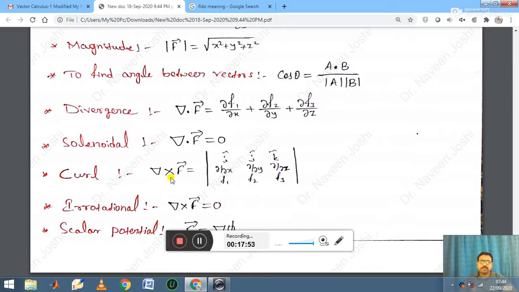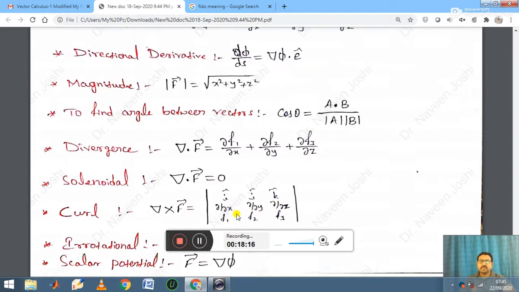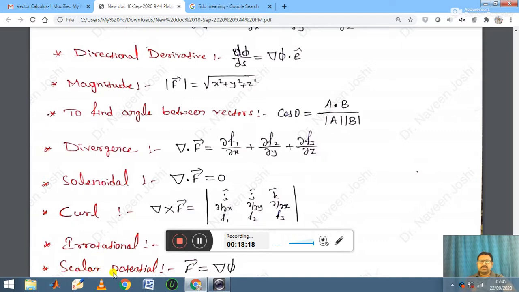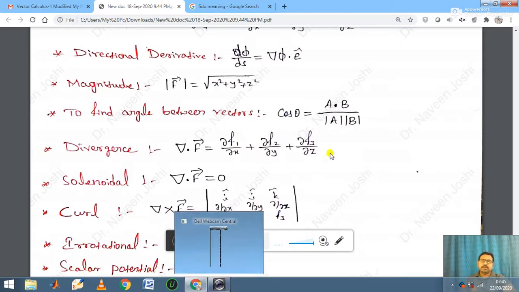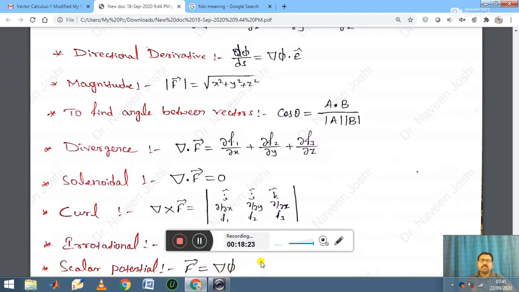Then the curl definition. Curl is denoted by del cross f, which we write in the form of a determinant: i, j, k; dou by dou x, dou by dou y, dou by dou z; and the last row contains the functions f1, f2, f3. Then the irrotational vector definition: if the curl of f equals 0, then it is irrotational. Then scalar potential: remember the notation f bar equals del phi.